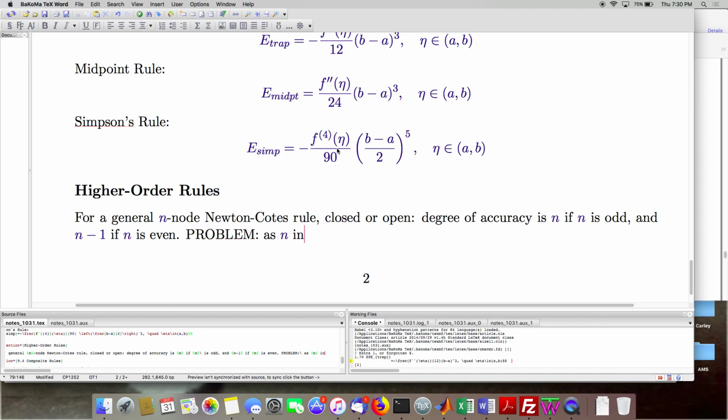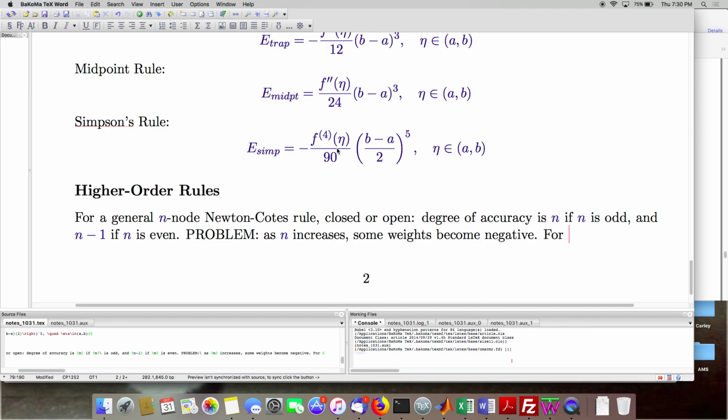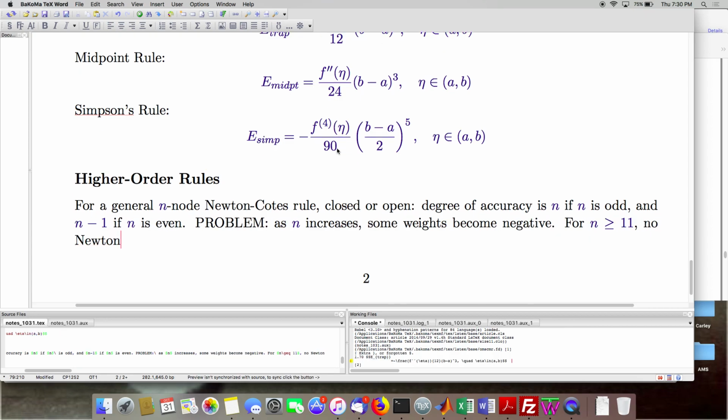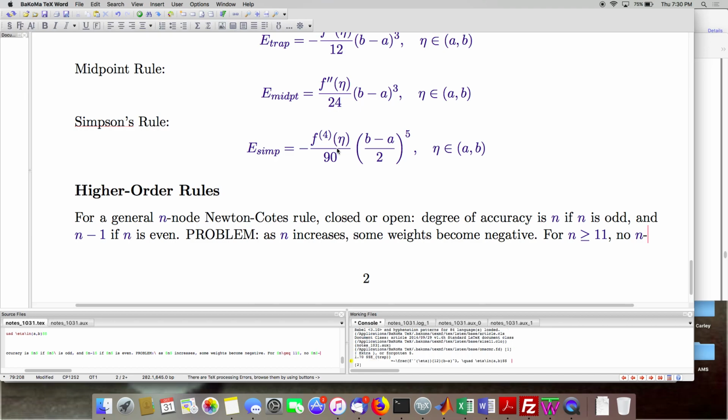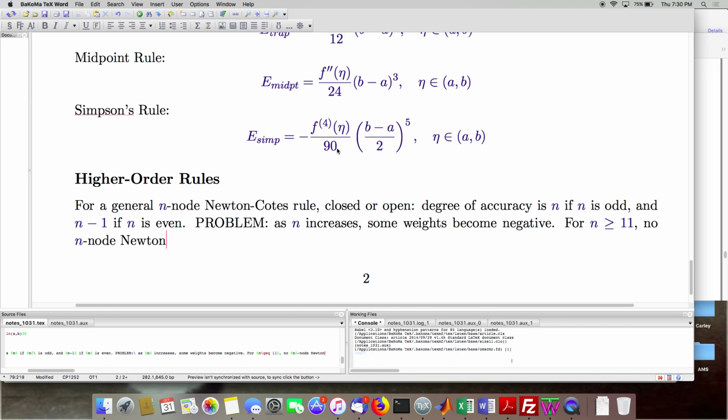The problem is that as n increases, some weights become negative. So in fact, for n greater than or equal to 11, there's no n-node Newton-Cotes rule with all positive weights. And in fact, I've seen cases where n is less than 11, like around 8 or 9, where you start to get negative weights.